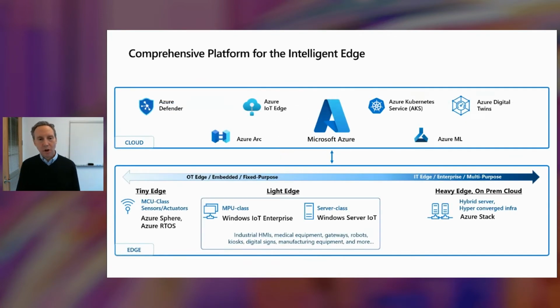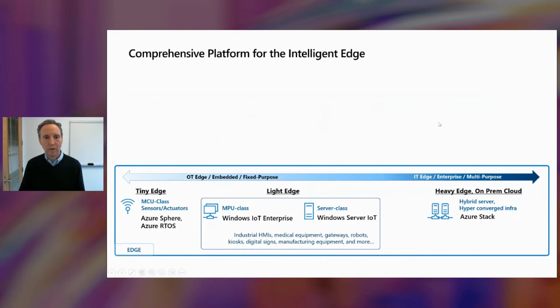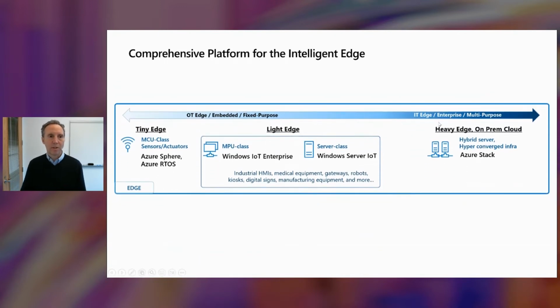Now, I first want to start by putting Windows IoT into context in terms of where it fits in the cloud to edge spectrum. If we zoom in a little bit first, the top half of this diagram is the cloud. The bottom half is the edge. But if we zoom into the edge here for a moment and focus on this, you can see in this diagram, this continuum, as you go from left to right.